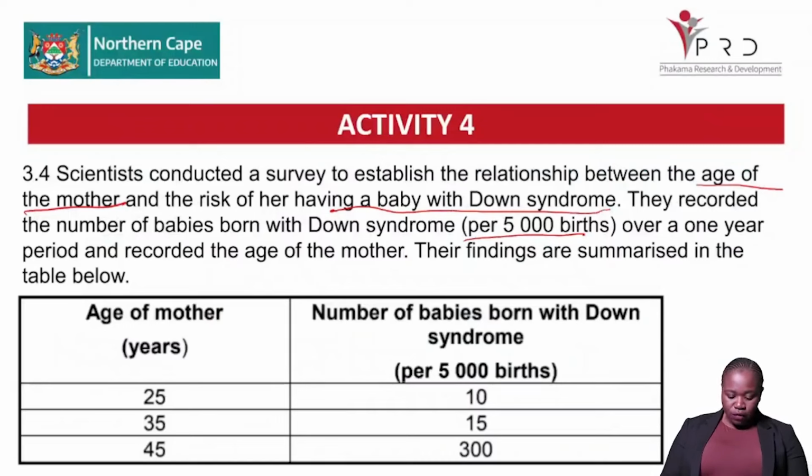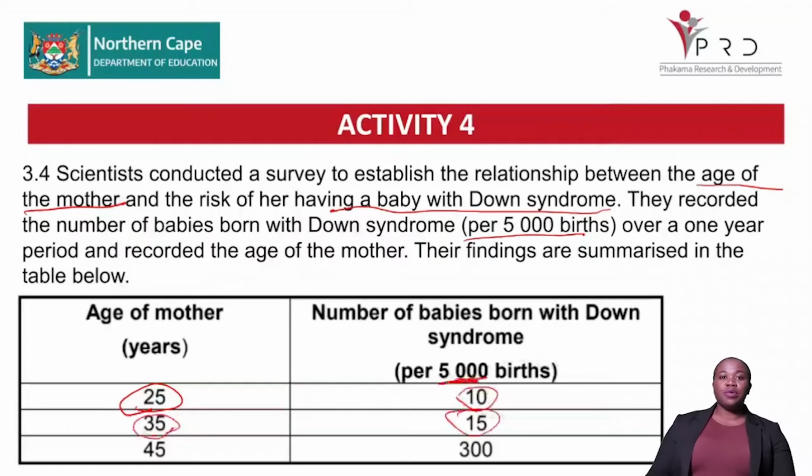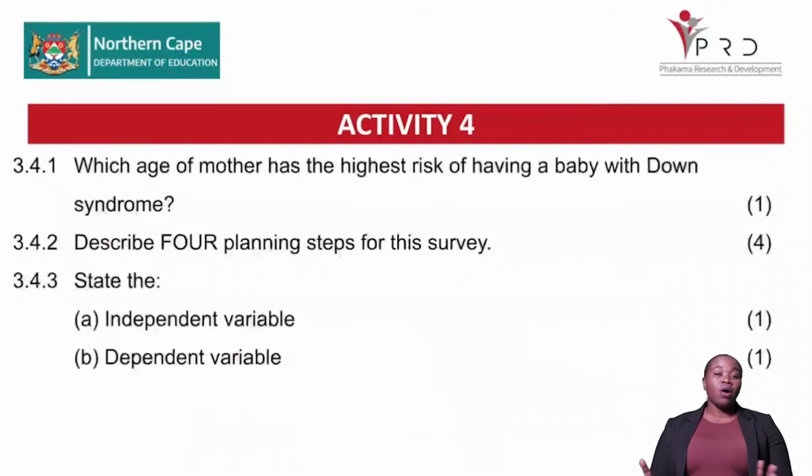We have the age of the mother in years, and the number of babies born with Down syndrome per 5,000 births. If the mother is 25 years old, within those 5,000 births, only 10 had Down syndrome. As the age increased, at 35, about 15 babies were born with Down syndrome out of 5,000. At the age of 45, the number increased up to 300 babies with Down syndrome out of 5,000 births.